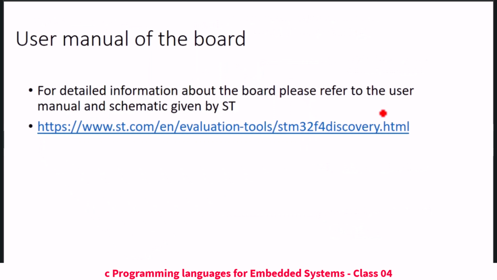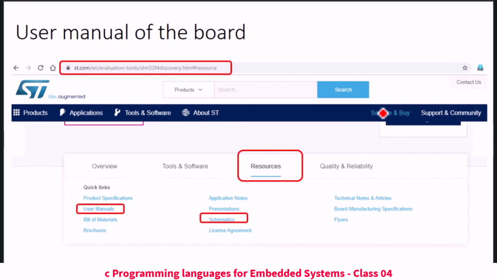For detailed information about the board, you have to refer to the user manual and schematic, which are given by ST. You can go to this link and download those documents. I have given this link in the resource section of this lecture. When you go to that link, you will find a section called resource. Just click over that and it will display all the related documents such as user manuals and schematics. Just download them. You need not explore these documents now. As we make progress in this course, I will show you how to extract information from this user manual and schematic. Just download it and keep it on your machine.